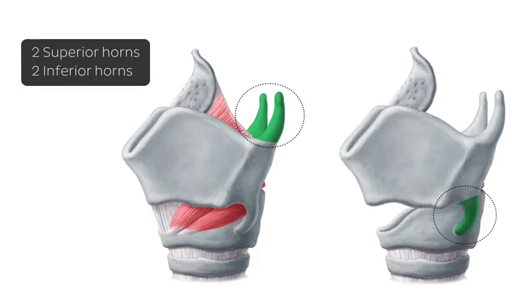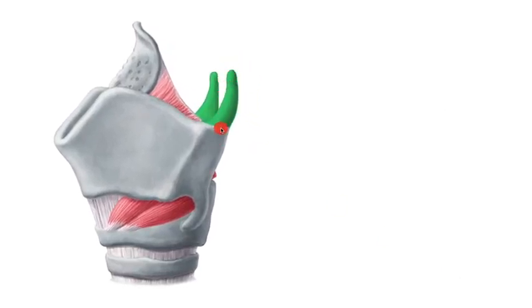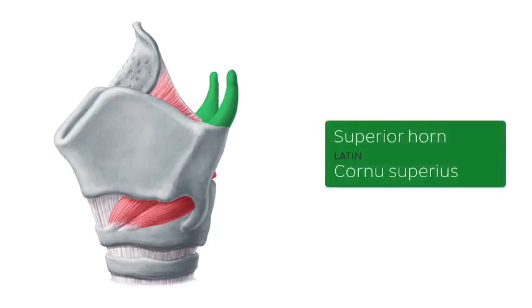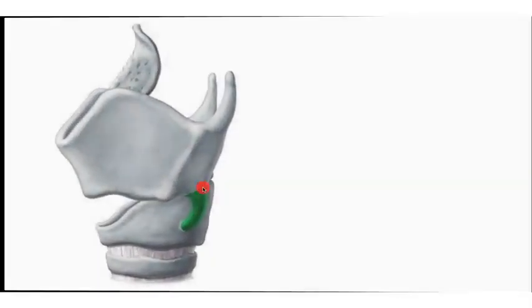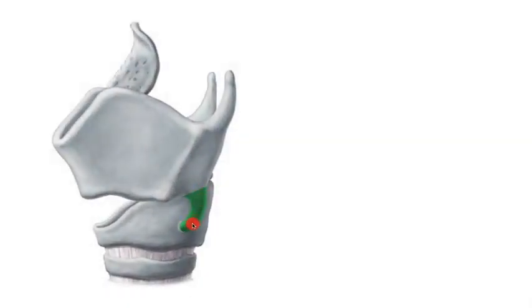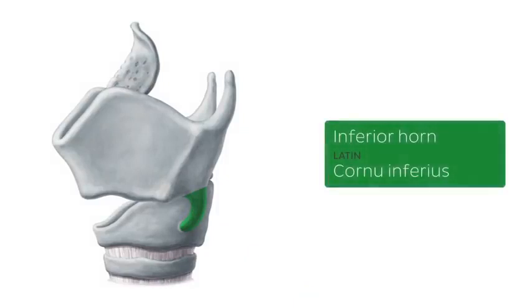And they're actual projections from the inferior border, the posterior border of the thyroid cartilage, as you can see here. And they have these projections that we call horns. And of course, if we're talking about a projection that goes superiorly, we're talking then about a superior horn, or two superior horns. And then alternatively you have the inferior projection that is known as the inferior horns of the thyroid cartilage.